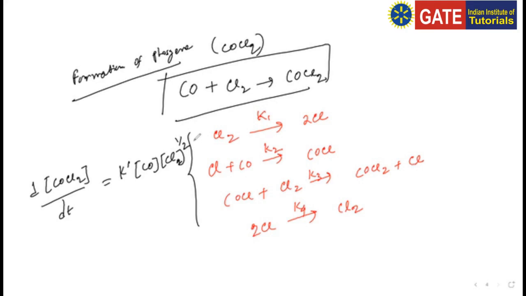Just remember this. What is the final equation? It has to go via the steady state approximation. Lot of things are there, not required. Even if you don't want to remember the steps, no problem, but remember what the final result is: chlorine to the power half. That means the rate of formation of phosgene depends on the chlorine concentration to the power half, and on CO concentration to the power 1. That is most important.